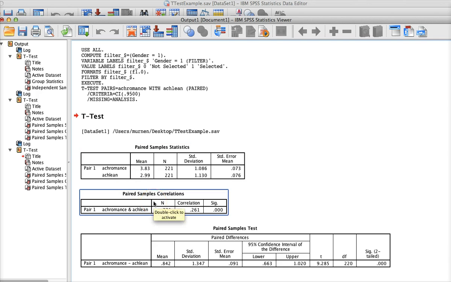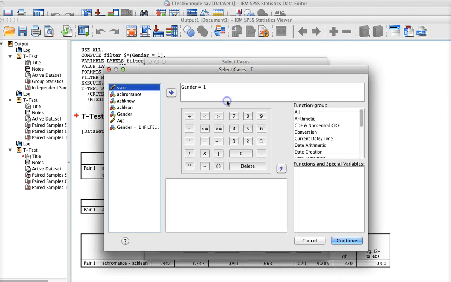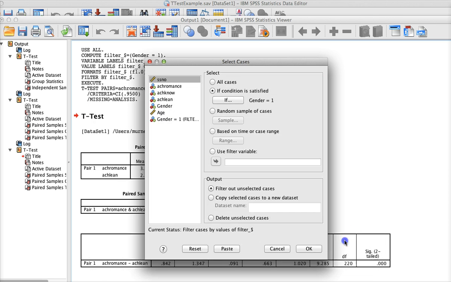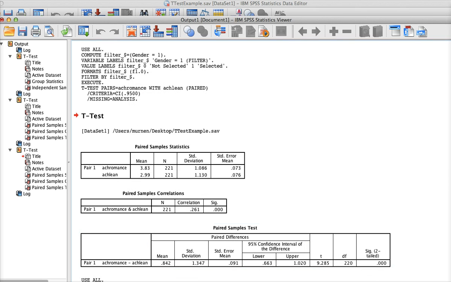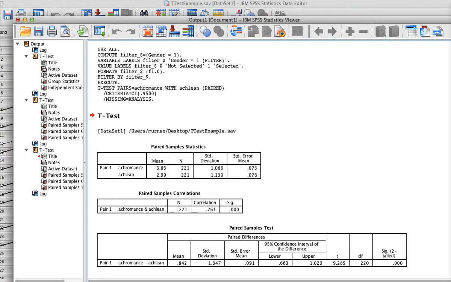So even though there are concerns about appearance, maybe other concerns are more important to women here. So now let me look at the men. I go back to Data, Select Cases. If gender equals 2, that will give me the men. Continue. Okay. Notice it changed. Well, you can't really see that, I don't think. But it did change to select the men.